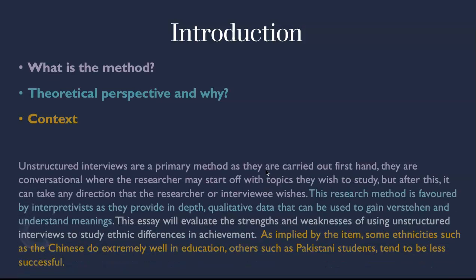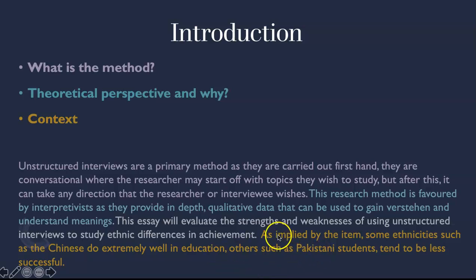So I've given you this here. By all means, please pause this to read it yourself. But I've highlighted the different parts that I've spoken about. So what is the methods in purple? So I've explained here what the method is. Blue, I've talked about it being favoured by interpretivists and why, because of the depth, the qualitative data, the Verstehen that it provides. And then my yellow bit is about my context, where I've also linked to the item.